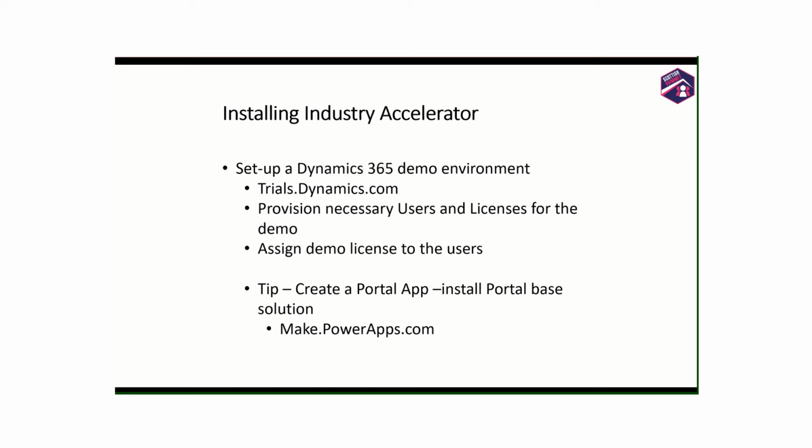So we talked about some of the information that I provided on financial services, education, and manufacturing. So how do you install an industry accelerator? Let's talk about that. If you want to install this, you'll need a trial environment. You can go to trials.dynamics.com and provision your trial environment, get the necessary users and licenses for the demo, and assign the license to the users.